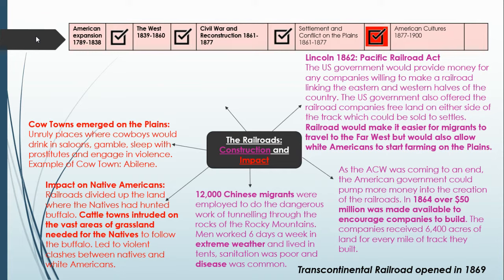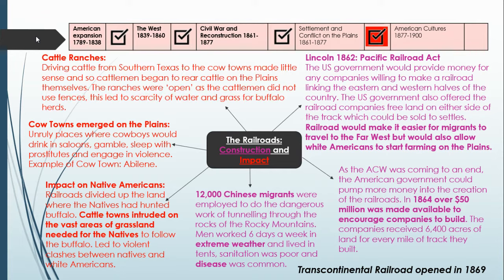Now, this would obviously not fit in with what the natives thought the land was for. Remember, they thought a lot of the lands, such as the Black Hills, were sacred, so they are not going to be happy with these changes at all. A good example of a cow town, if you wanted one for the exam, is Abilene. So this is an example of a very unruly cow town which emerged as a result of the railroads.